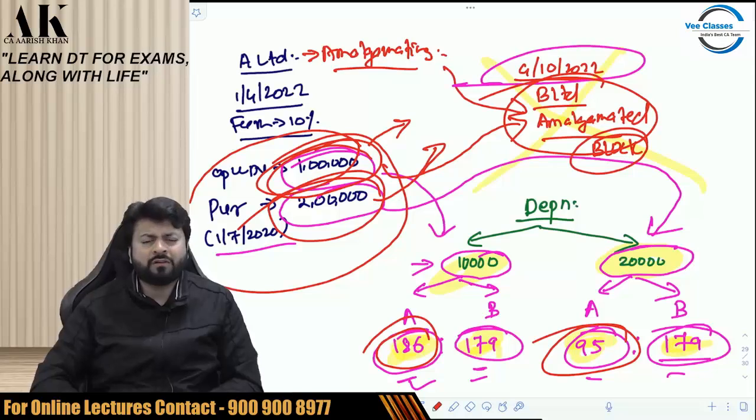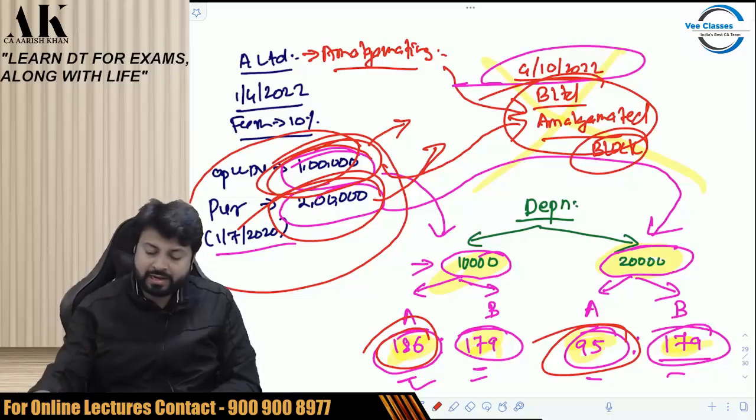In every possible manner, we want to encourage amalgamation. There are a lot of benefits the government has given to amalgamation. Later on, we are going to do one separate topic on amalgamation. Don't worry, one entire topic is based on amalgamation. We'll be doing that topic later. So it's a great benefit given by the government of India. Therefore, B Limited will record the asset at 1 lakh and 2 lakh.